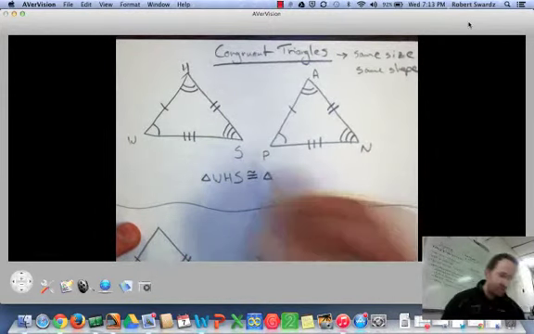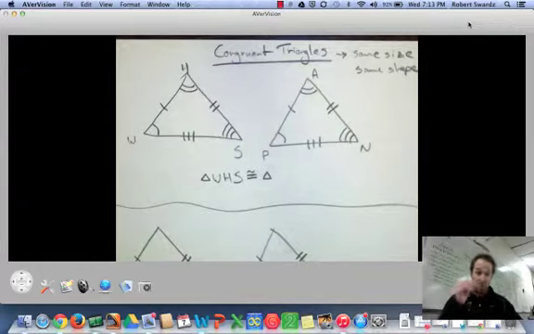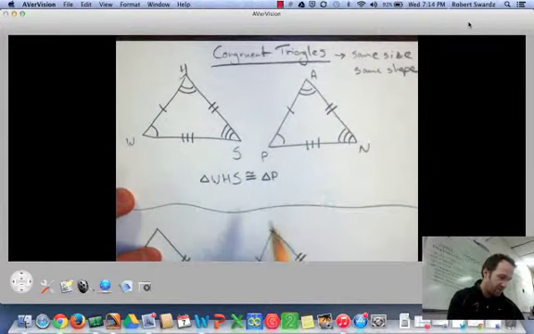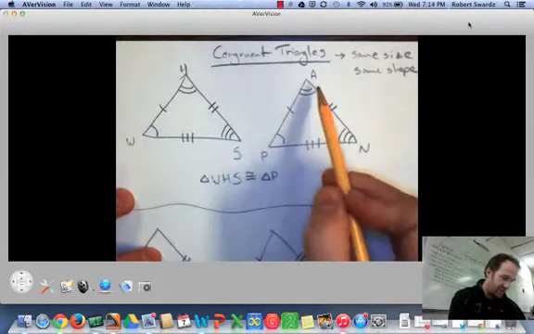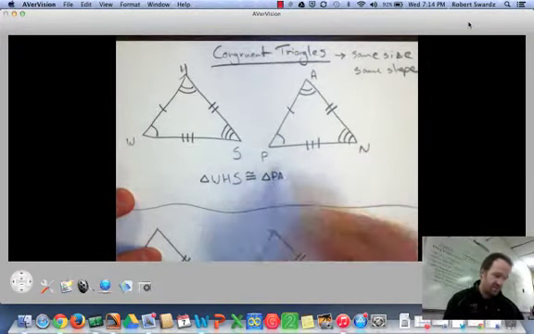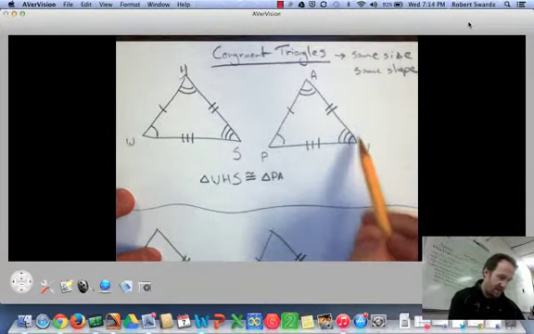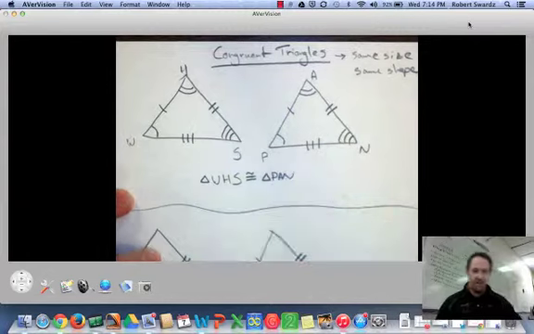And just like with our similarity statements, in our congruence statements the points have to go in the same order. We started with W, that means we have to start with P over here. Next came H, means we have to go to A next because H and A are the same. S is what we ended with. That one's equal to N, so we have to end with N here, and that's called a congruence statement.